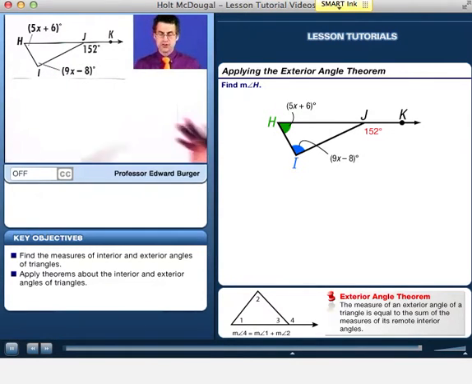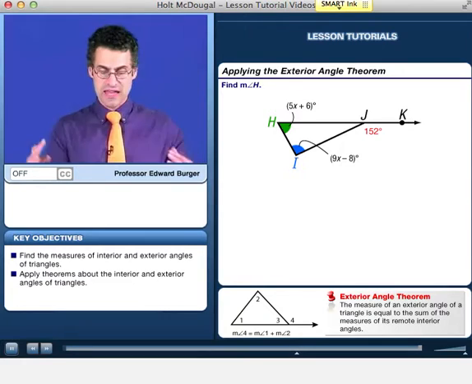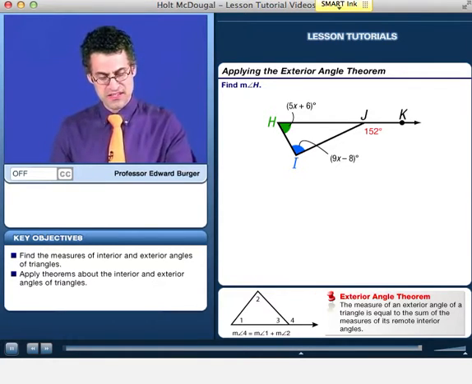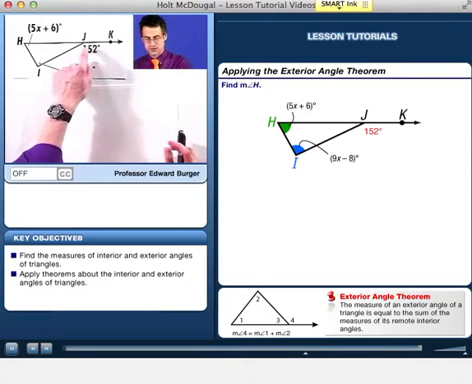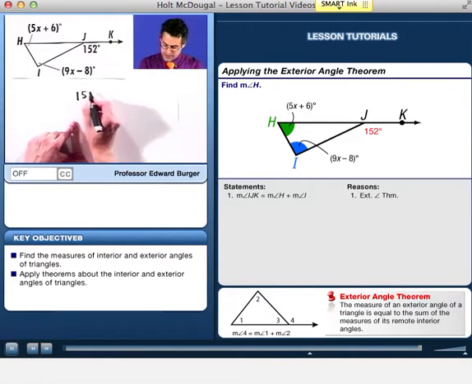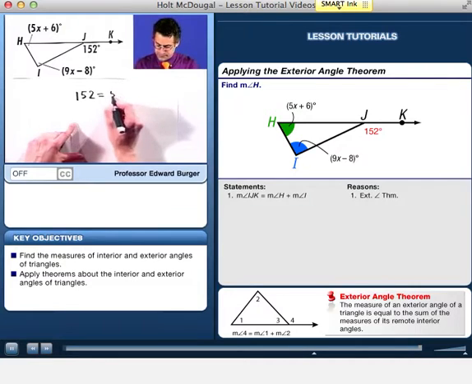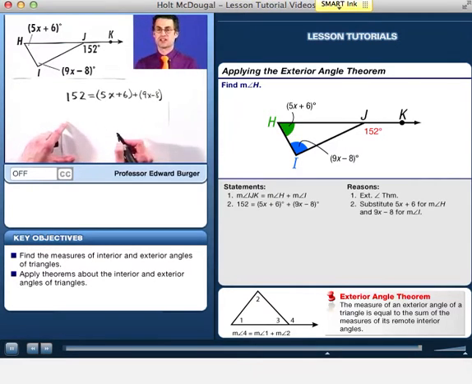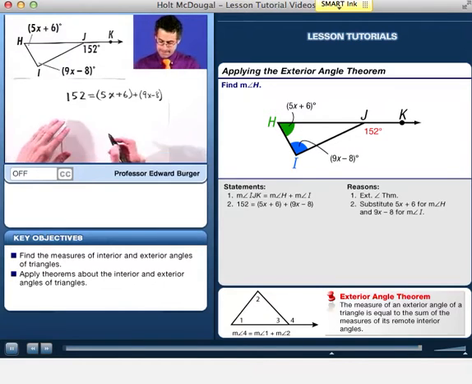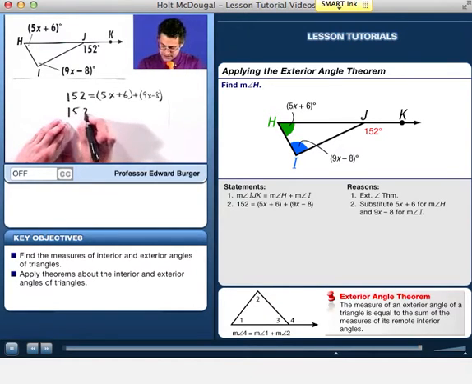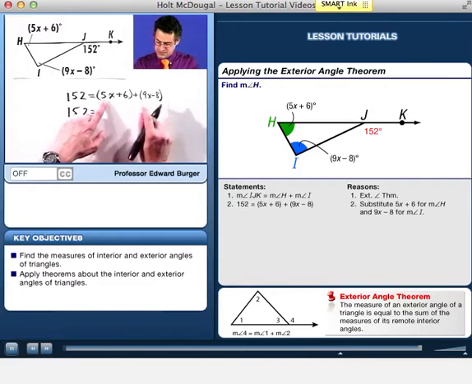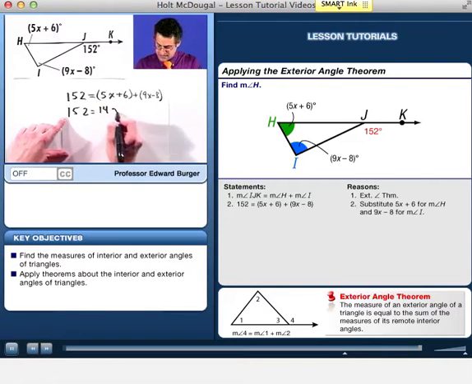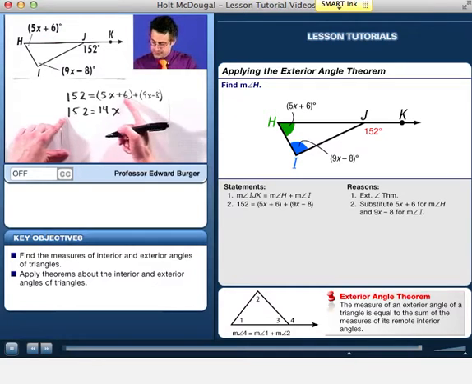Now, how can we actually produce some algebraic equation that links all this information? Well, we know that the sum of these two angles in measure will equal the measure of this. And so what we see is 152 must equal 5x plus 6 plus 9x minus 8. These are all in degrees, but I'm going to just look at the algebra first, and we'll remember to put them back in degrees in a second. Well, what do we see here? 152 equals, and when I add these things up, like terms, 5x plus 9x, I get 14x, and 6 minus 8 is negative 2.